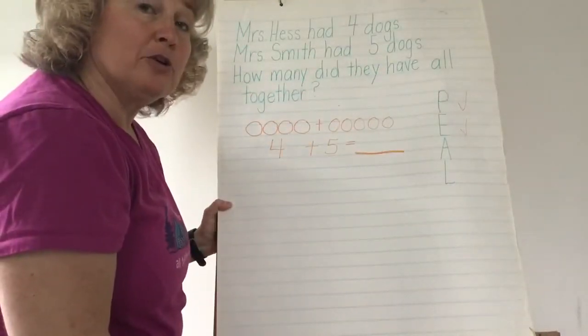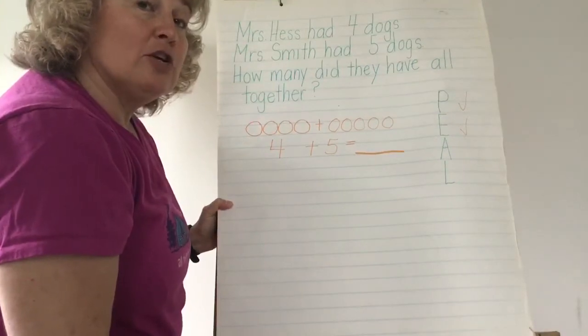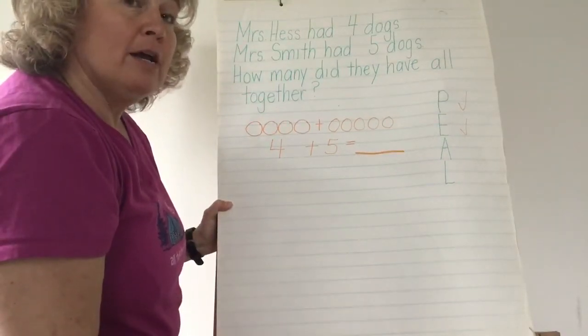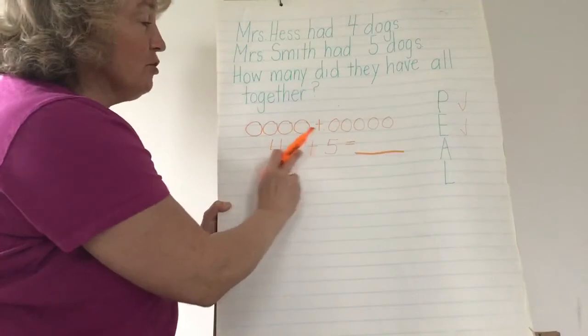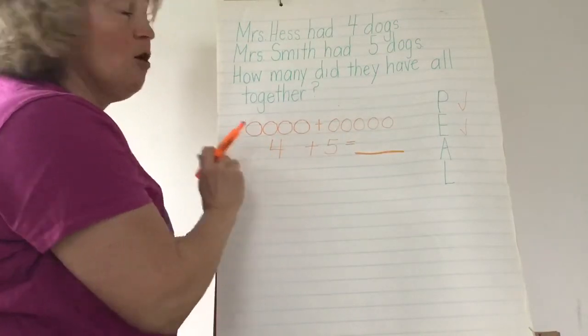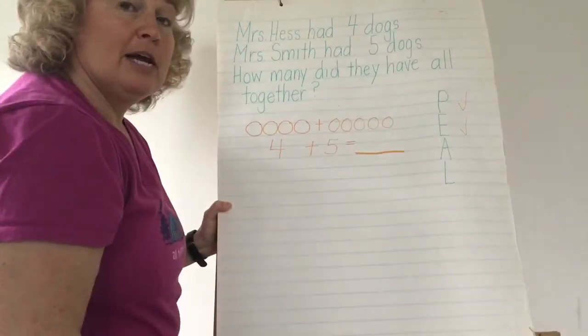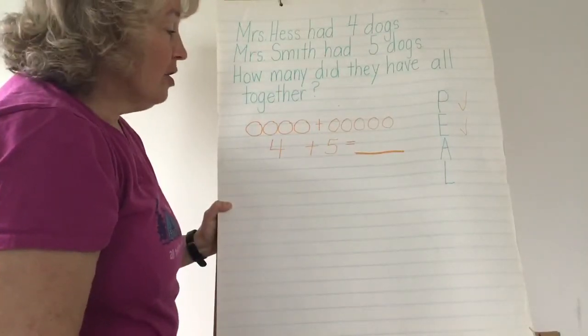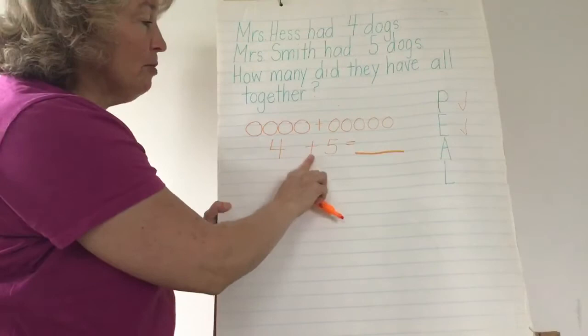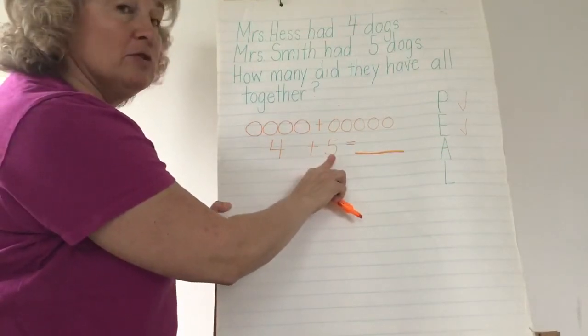Next is our answer. So we can solve this in 2 different ways. One, you might be able to solve this right in your head. Or 2, you could count up the number of circles to get your answer. So let's try it here. 4 plus 5 equals blank.